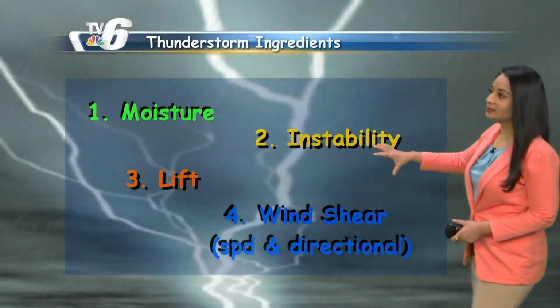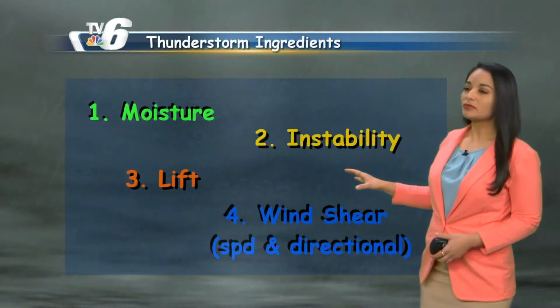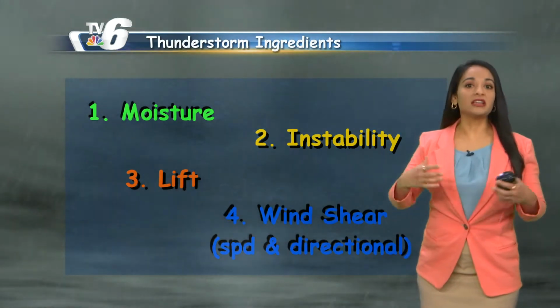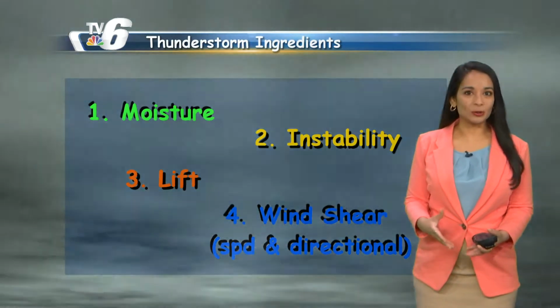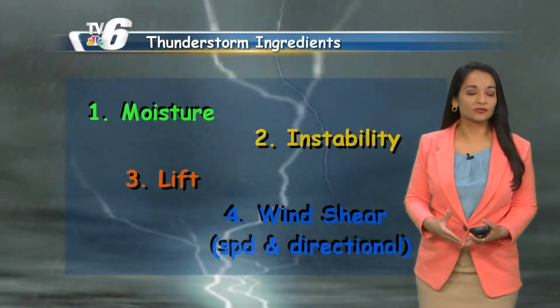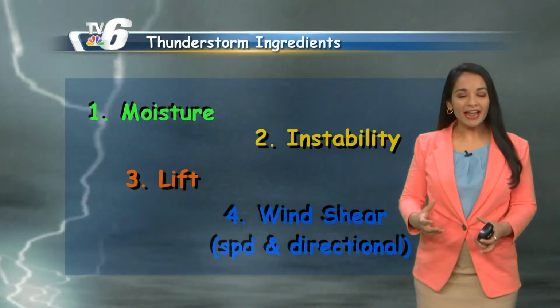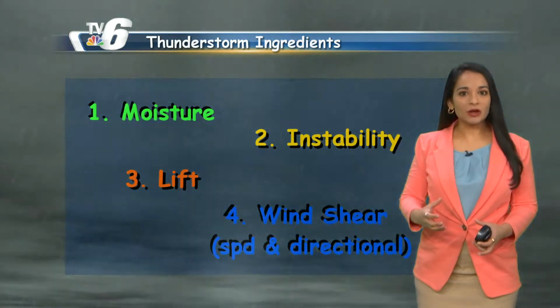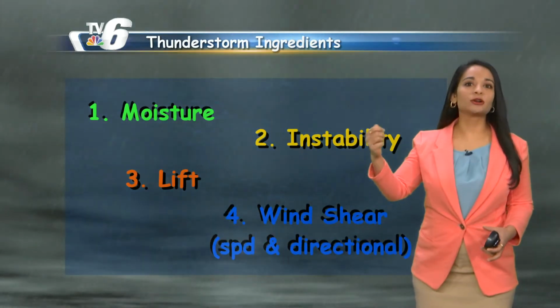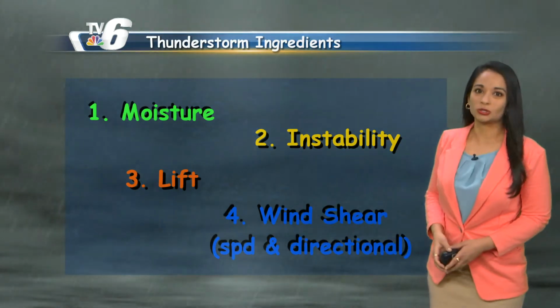Secondly is instability. Okay, instability is the amount of heat energy that piles up at the Earth's surface, and that heat energy comes from the sun, as in solar radiation. And that instability at the Earth's surface is what helps provide heat and energy to fuel our thunderstorms.